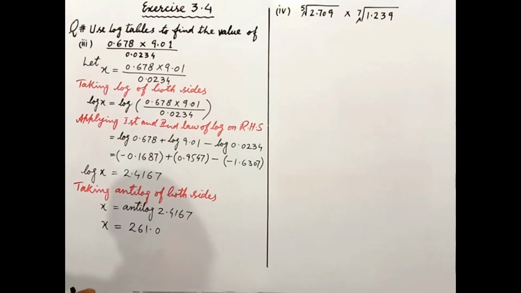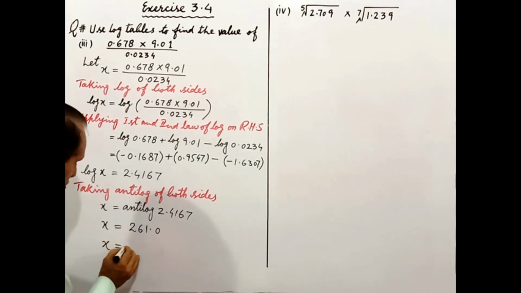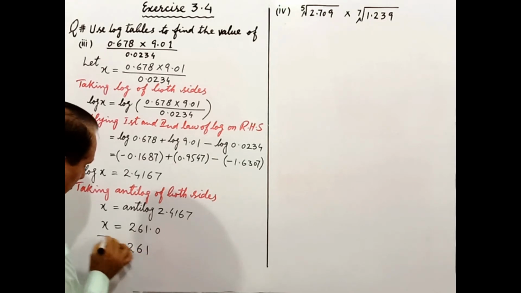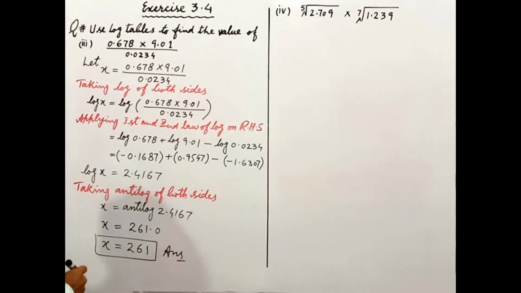So, we know that we have to write the answer in first four significant digits, and 0 is not a significant digit after decimal point. So therefore, we write answer as x is equal to 261. That's it for the part 3.